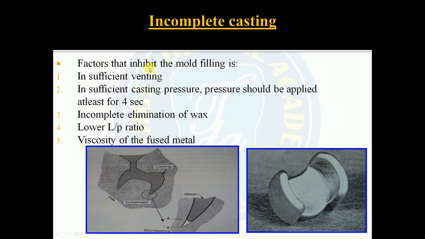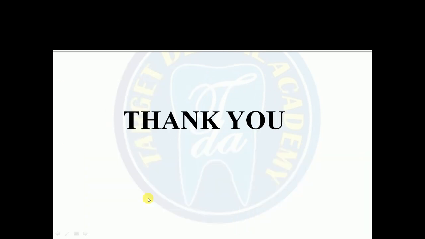Coming on to the incomplete casting. Factors that inhibit the mold filling are insufficient venting, insufficient casting pressure (pressure should be applied for at least 4 seconds), incomplete elimination of wax, low liquid powder ratio and viscosity of fused metal. Can you see this? This is the discrepancy. This is your metal casting and this is your discrepancy, your incomplete casting. So this is all about your casting defects.